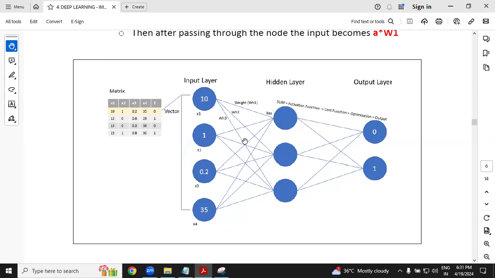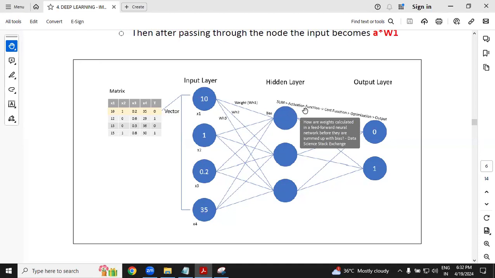Good. This is the input. Next one is the weights. In the hidden layer, this is very important. What is this one? Summation. What is this one? Bias value. These are all terms you should remember. After bias and summation, what is the next one? Activation. Previously, after the activation function, we immediately saw the output. But no.